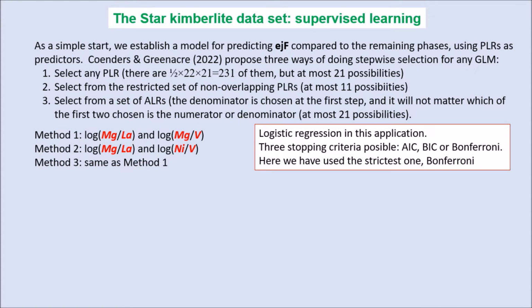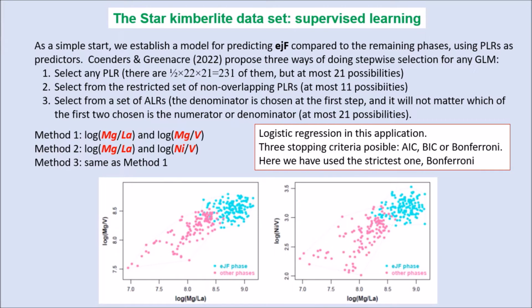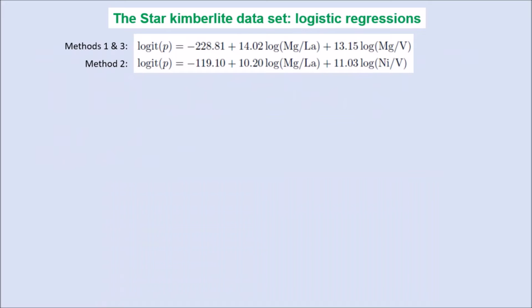Here you can see the log ratios that were selected, using MJ over LA and MG over LA and MG over V for methods 1 and 3, and then the non-overlapping MG over LA and NI over V for method 2. The scatter plots show clearly that EJF is being well separated from the other groups. The logistic regression models are shown here.